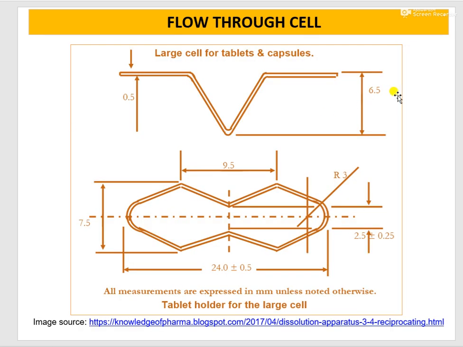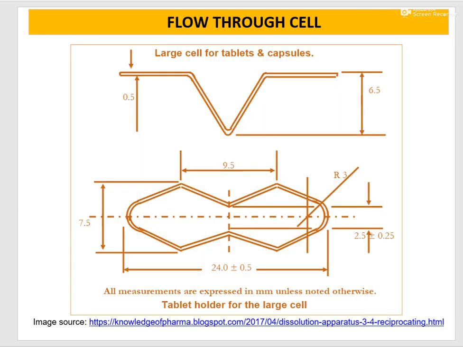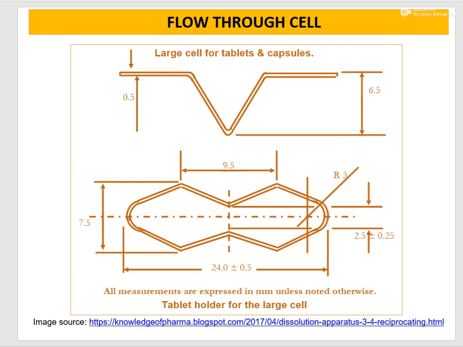As I told you, these particular dimensions are for large cell. So height is 6.5 millimeter. This is side view, and this is top view. So 6.5 millimeter height. Tablet holder thickness 0.5 millimeter. This is thickness 0.5 millimeter. And tablet holder width 7.5 millimeter. This is the width, which is 7.5 millimeter.